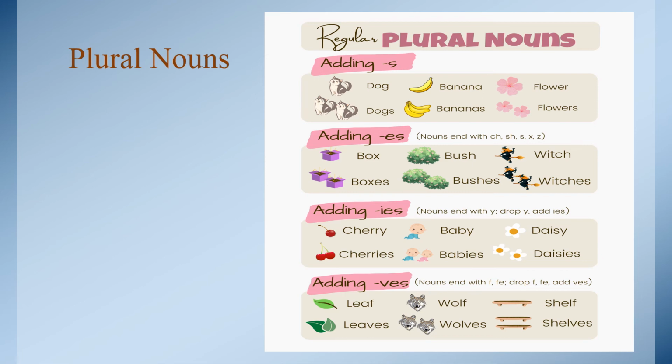The next set adds VES at the end, and it drops either an F or an FE. Leaf becomes leaves. L-E-A-F becomes L-E-A-V-E-S. Another example, wolf. The plural of wolf is wolves. Shelf, and the plural of shelf is shelves.